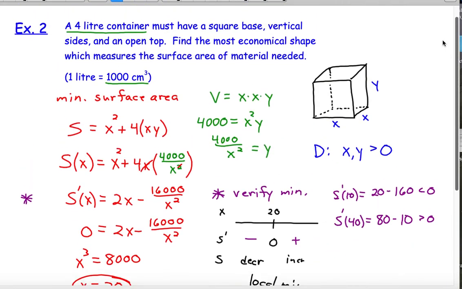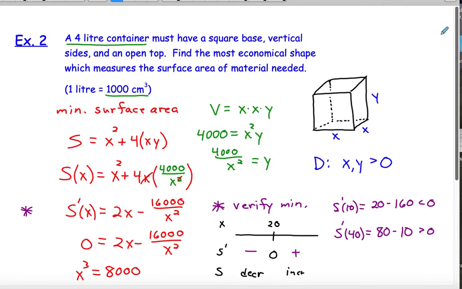All right, so as usual, we'll go back up here, reread the question, find the most economical shape. So that would mean that we need to give the dimensions of this. And so if x is 20, we get 20 centimeters by 20 centimeters. And then we have to figure out what y is. And I could go back over to here to solve, since that's already solved for y, and I'm going to get y is equal to 4,000 over 400. So 10 centimeters. And so there's my final answer.